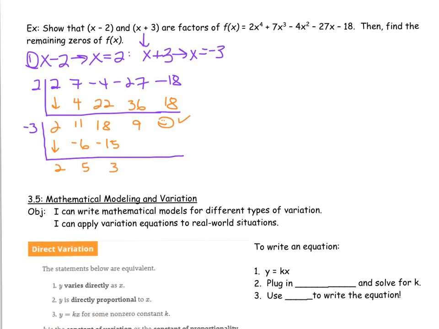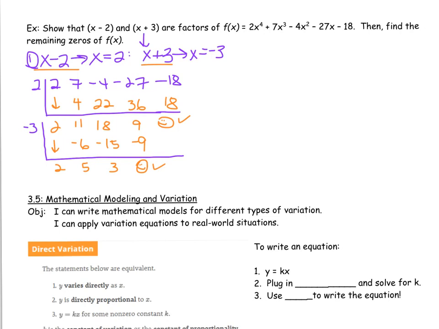Oh, we're in great shape, you guys. Negative 3 on the outside times 3 would be negative 9. And just like that, we have verified our second factor. Both x minus 2 and x plus 3 are factors for this quartic function.